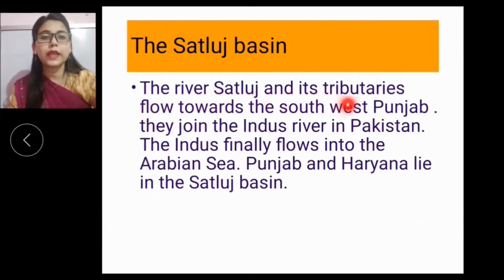The river Satluj and its tributaries flow towards the southwest Punjab.